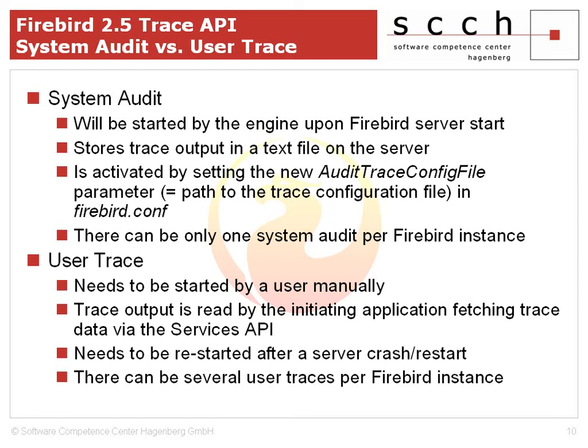It stores the trace output in a text file on the server, and you have to activate a system audit by using the new configuration parameter, the audit trace config file parameter in the firebird.conf file. And there only can be one system audit per Firebird instance. So if you're interested in a continuous trace which starts automatically with the Firebird server, you are probably using the system audit. So you get a trace in a text file, and you have to analyze the text file afterwards.